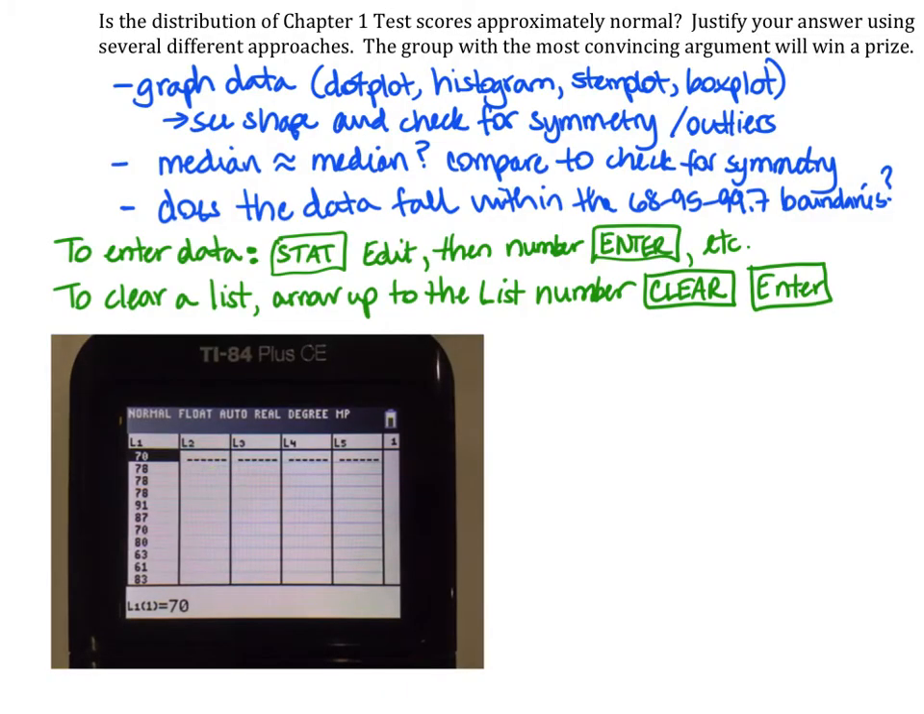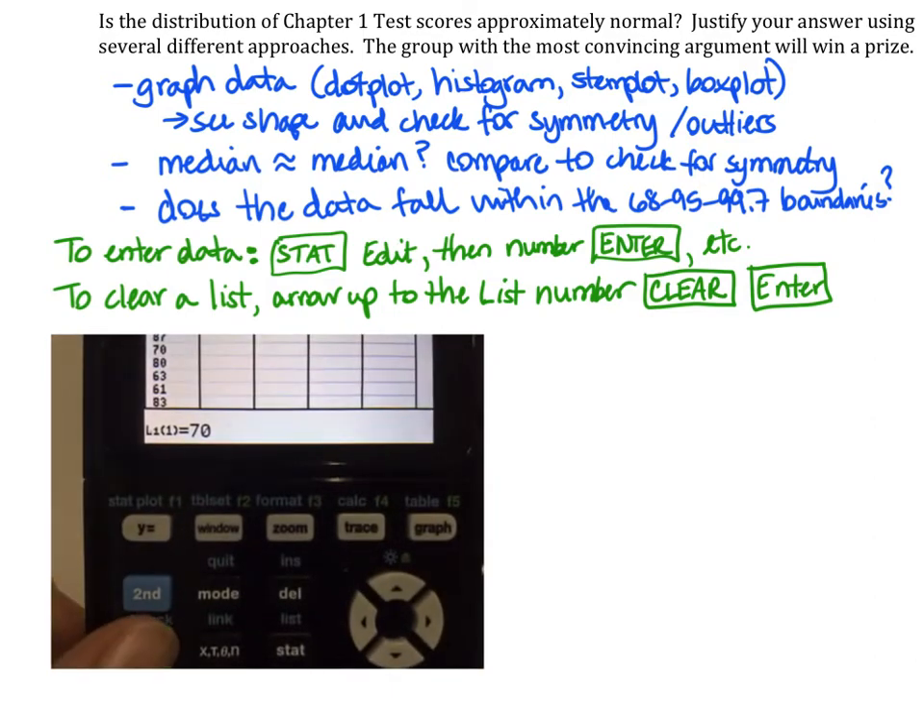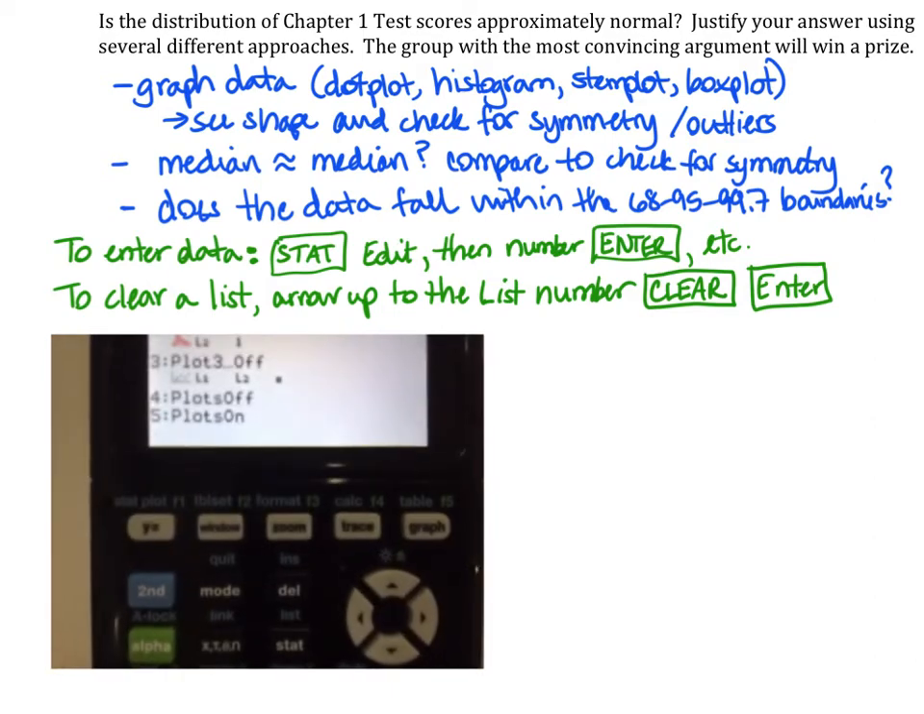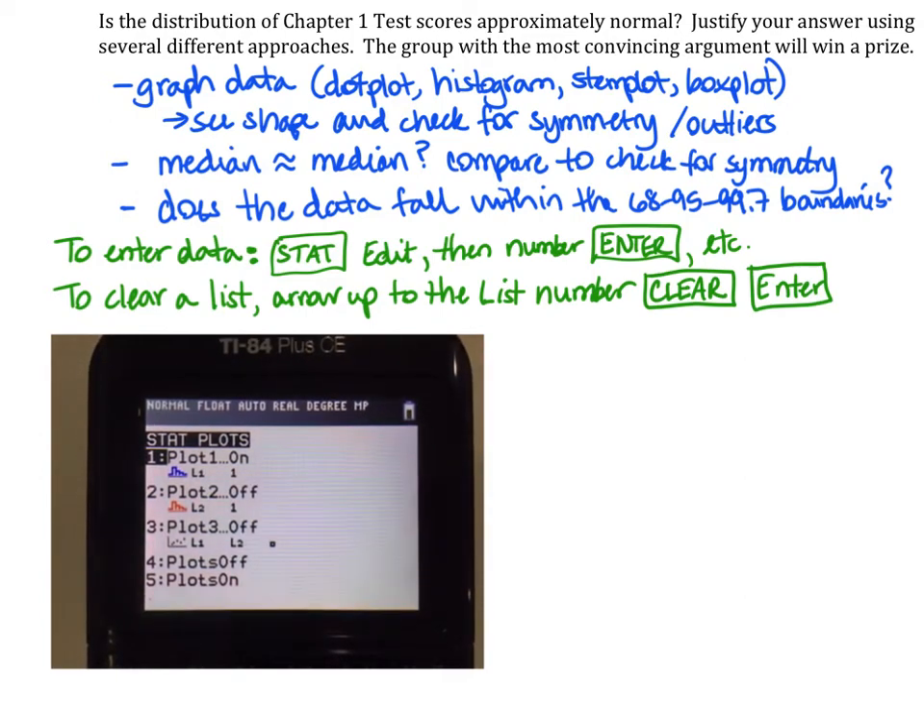Now that the data is in our list, let's figure out how we can create the statistical plots. What we're going to do first is go to second y equals, so the second button and then y equals, for stat plots. You can see that I have plot number 1 turned on and plots 2 and 3 turned off. We only want to look at one of them at a time right now. If we ever do a comparison of plots, we can turn on multiple plots at once. But for right now, we just want to have one on at a time.